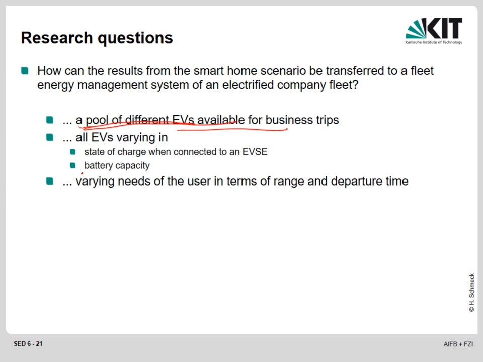So you have many vehicles that have varying state of charge and varying battery capacity, and certainly if you want to exploit the flexibility potential or get information about that, you need to know what the battery capacity of the vehicle is and what the current state of charge is.